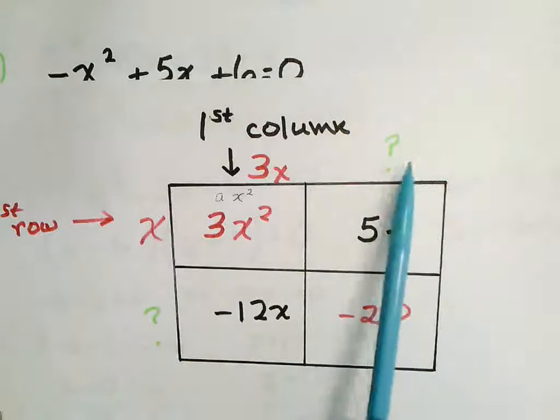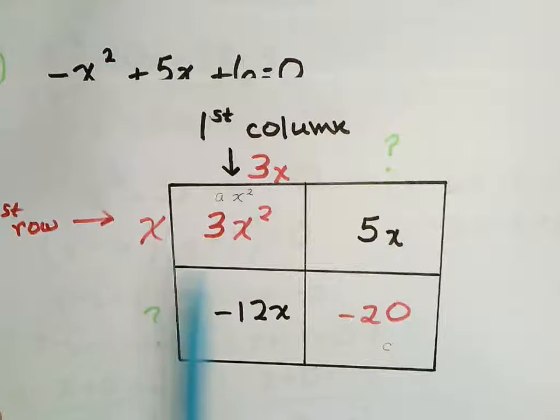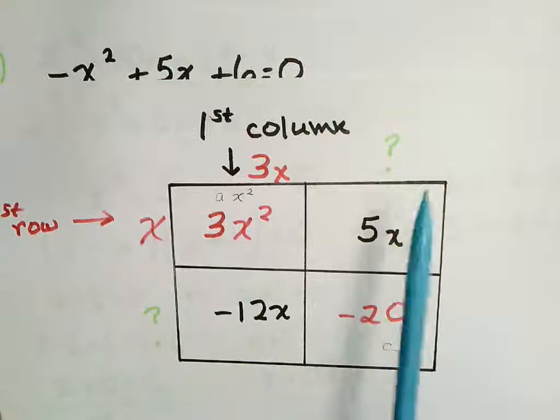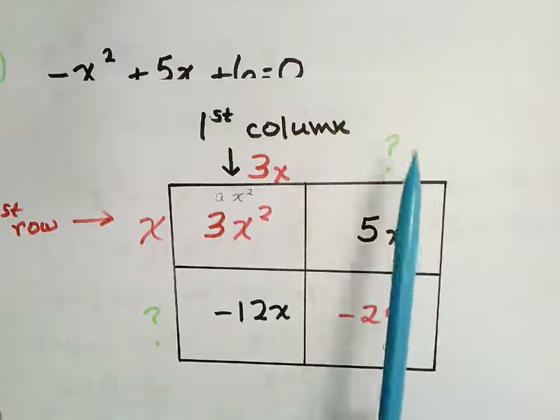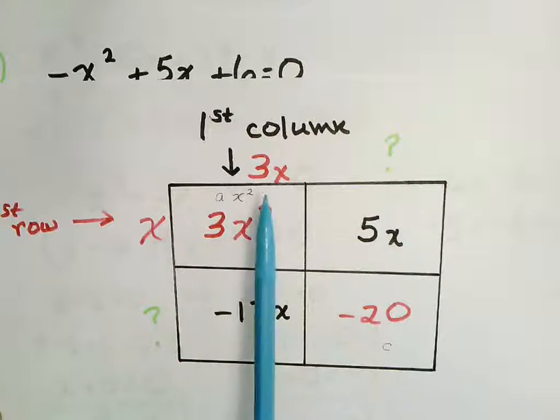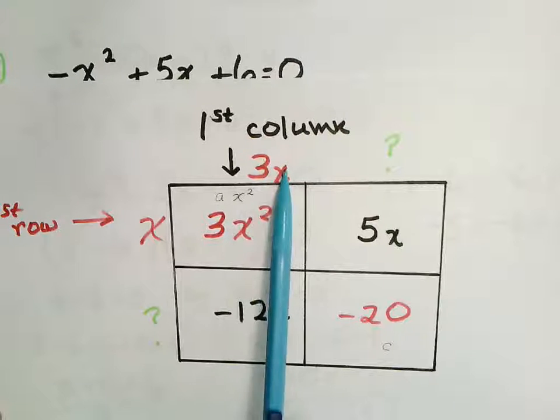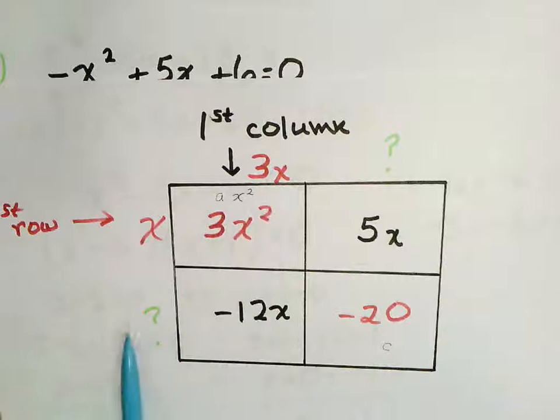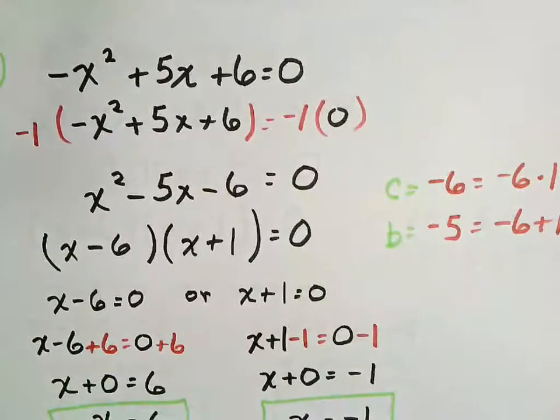And then we're going to find this number. We know that x times 3x is 3x squared. We say x times what number gives us 5x? And we know it's going to be 5. Then we know that 3x times x is 3x squared. Then we're going to say, well, 3x times what number gives us a -12x? And it's going to be a -4. But let's look at this again in a little bit more detail.